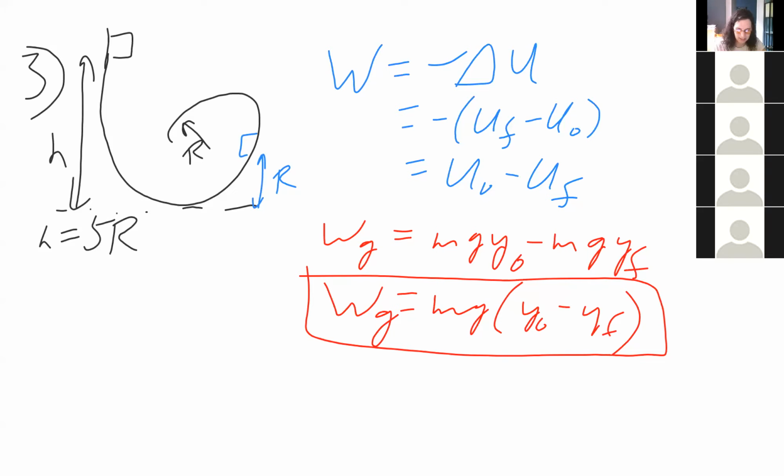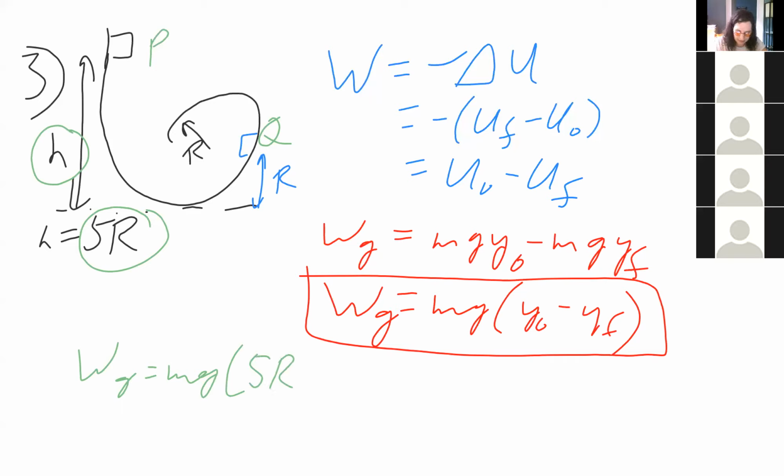Yeah, so in order to solve this problem, for instance, if we want to go from the point P up at that height H down to this point Q at the height R, then I would just plug in for this equation for the work done by gravity. It'll just be mg, where you'll have a mass given in the problem. My y initial is up at the height H, which for my problem is defined to be 5r. My y final is just the height of point Q, which is defined to be r, so I just subtract that. And I just happen to get 4 times mgr, just because of what my height was defined to be.